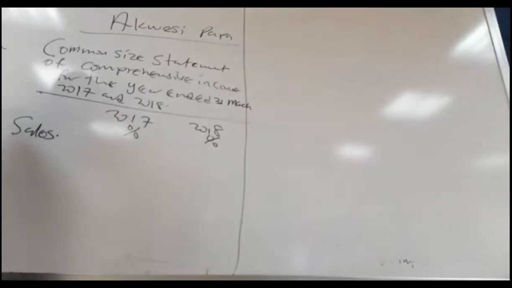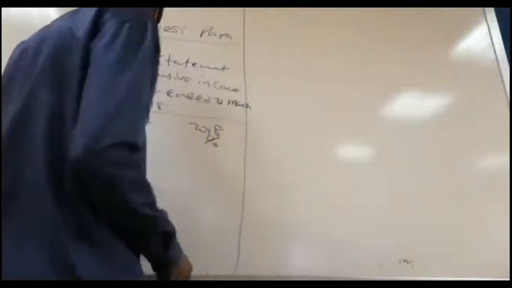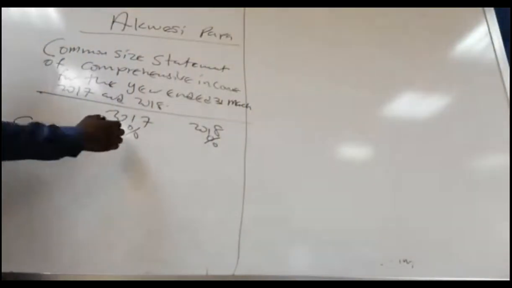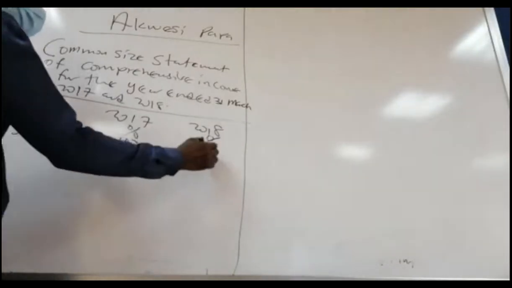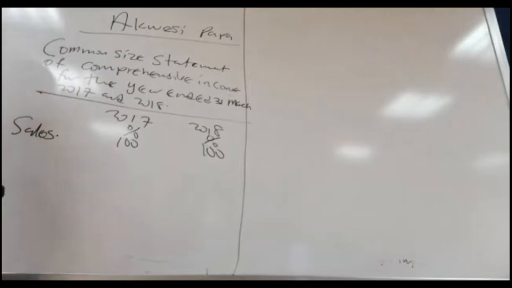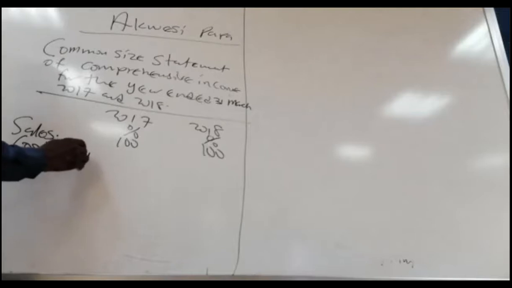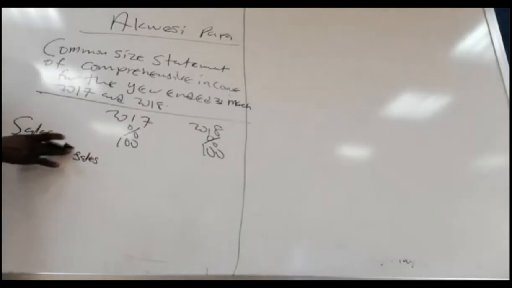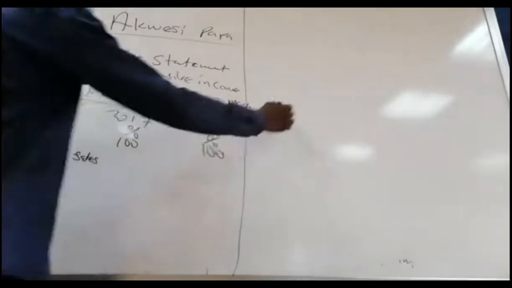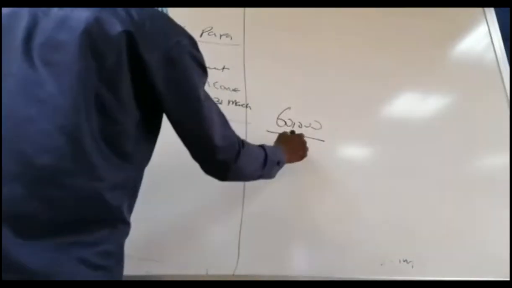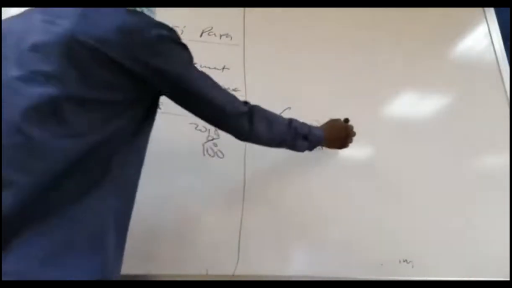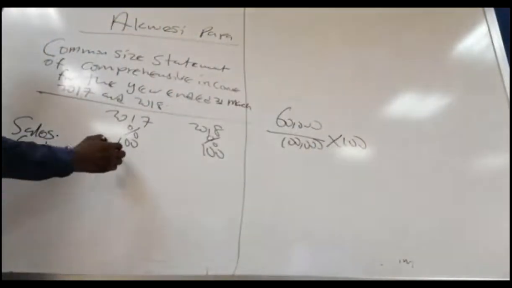My confusion is the base. So if it happens that the sales revenue is 100,000, then now I can use it to calculate. The first one, sales, will always be 100. Let's start with 2017. From there, they went to cost of sales, 60,000. So 60,000 divided by 100,000, the sales revenue, times 100. That would be 60%.